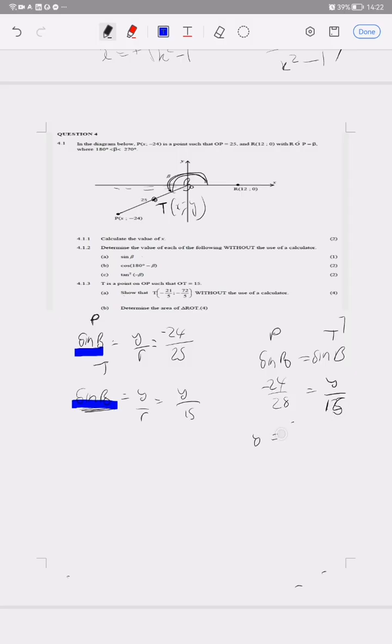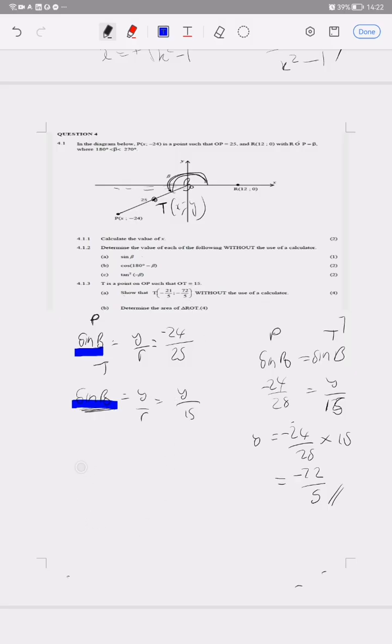Therefore y is equal to negative 24 over 25 times 15. So what am I having? Negative 24 over 25 times 15. Right, so I'm getting negative 72 over 5. Already we got this one.